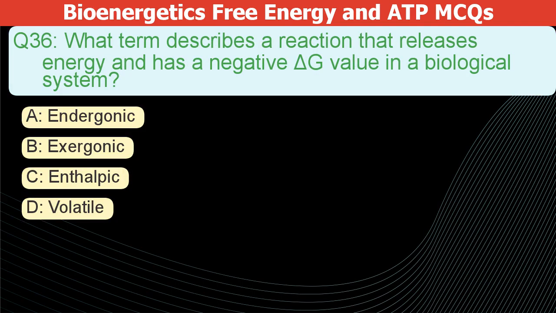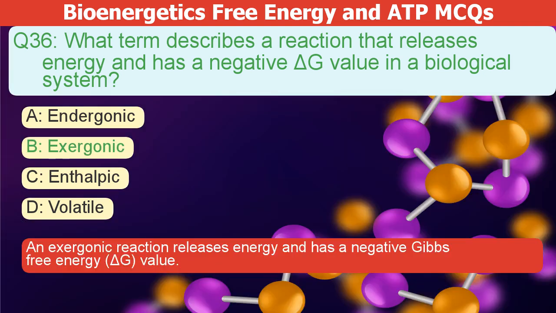What term describes a reaction that releases energy and has a negative delta G value in a biological system? A. Endergonic. B. Exergonic. C. Enthalpic. D. Volatile. The correct answer is B. An exergonic reaction releases energy and has a negative delta G value.